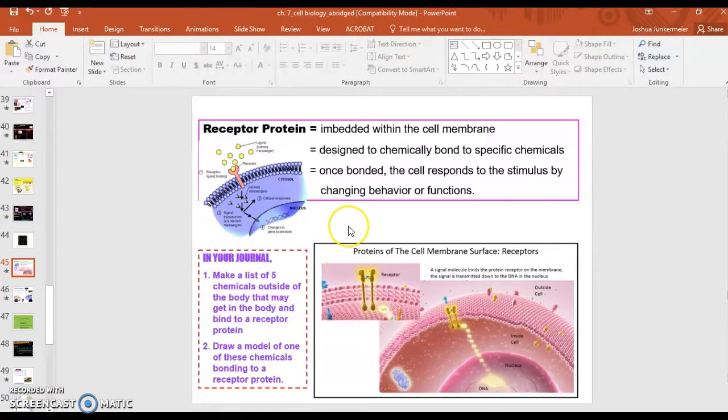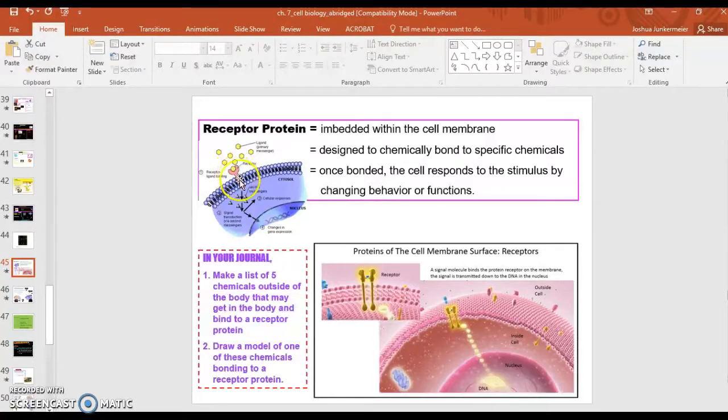Now I just want to make sure we fully understand what a receptor protein is, so I'm going to spend a little time talking about it, and I'll end it on this one slide only. First of all, anything that's outside of the cell potentially could bond to something like this, the cell receptor protein.